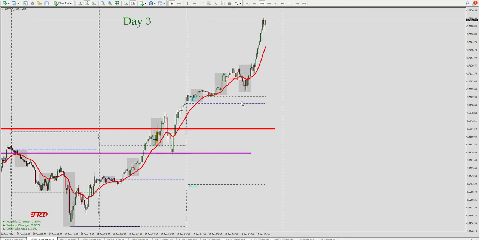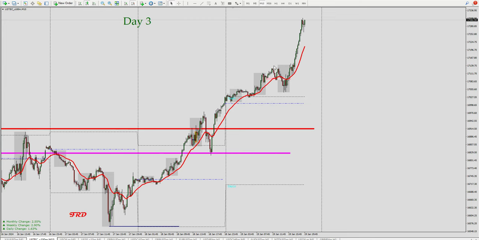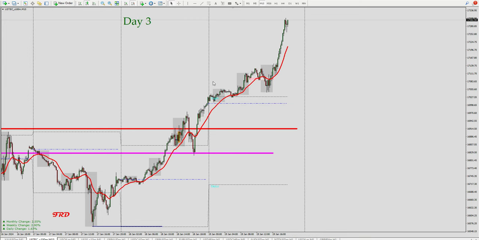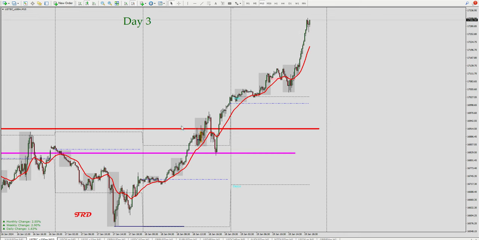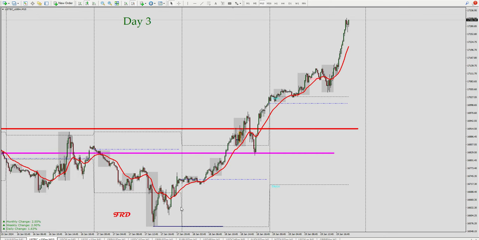So this one for me, I didn't take this one, and I'm not going to talk much about it. But as you can see, it gave a first green day, then a first red day followed by a green day, and then today it gave a nice continuation. For those who got it, well done. This is where we spoke about day threes being continuation days, which not all of the days are going to give, but yeah.